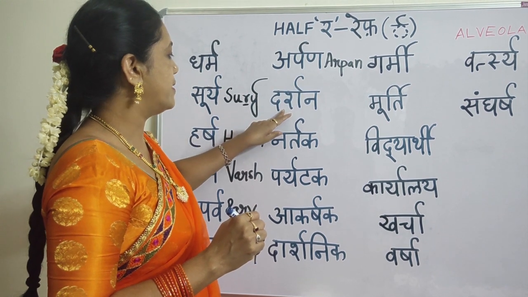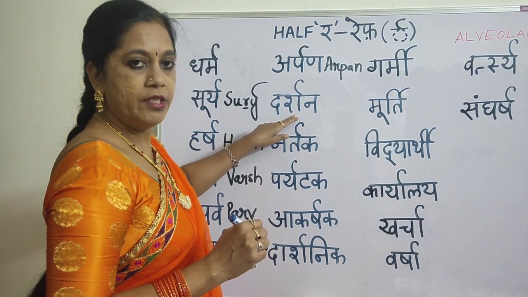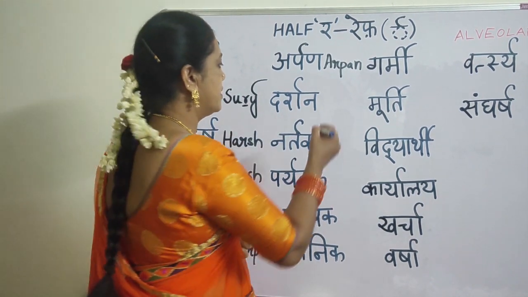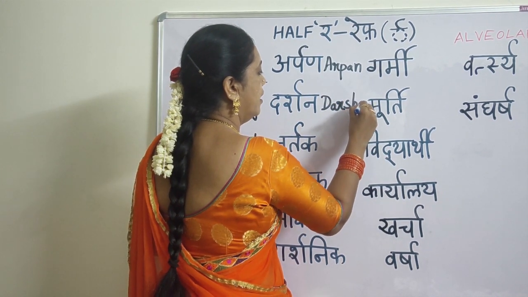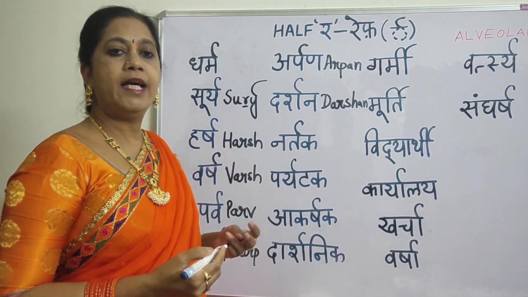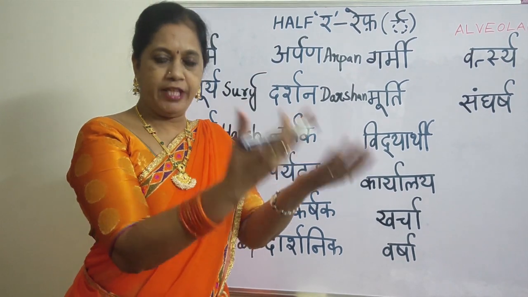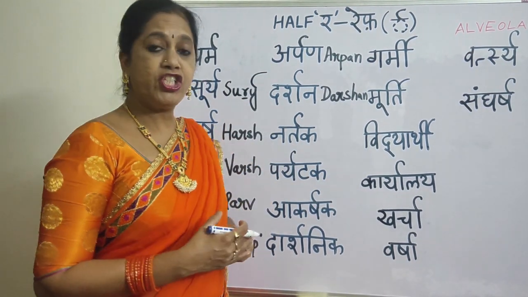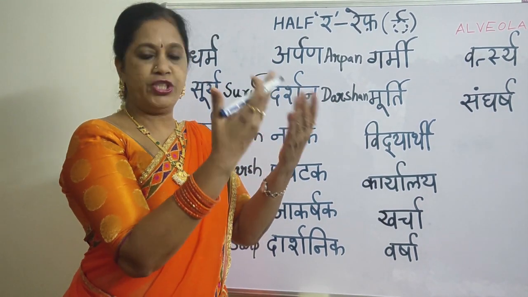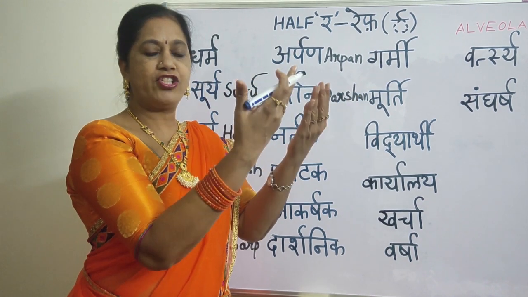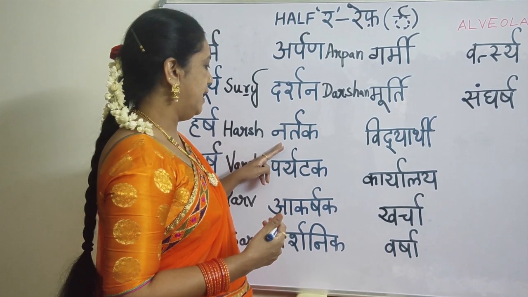The next one. Here the hook has come, which means definitely here only you will have the ra sound. So da, ir, sh, na. It becomes darshan. Darshan means, arpan is to offer, to give something. Offer is arpan. Darshan is to visit. Generally we say, when we go to the temple, we have the darshan of the God. So that is darshan.